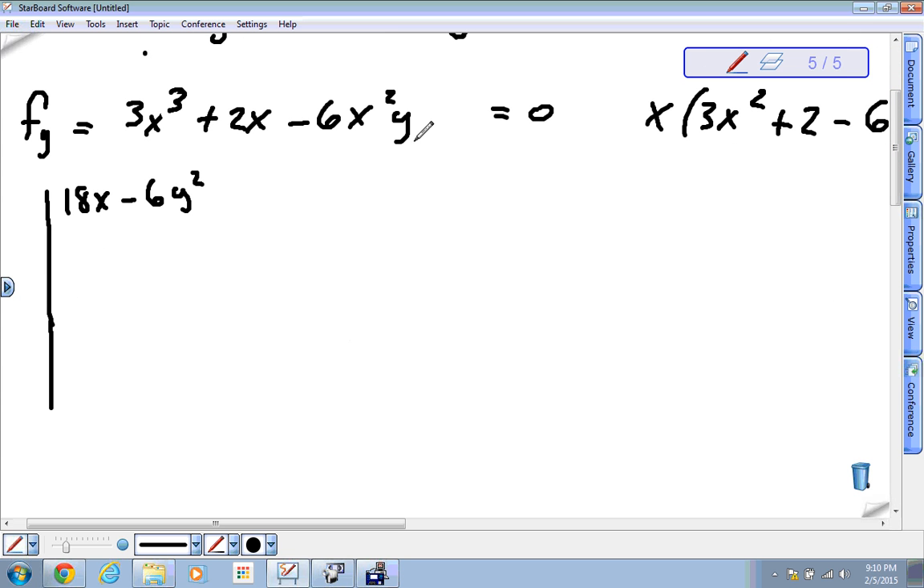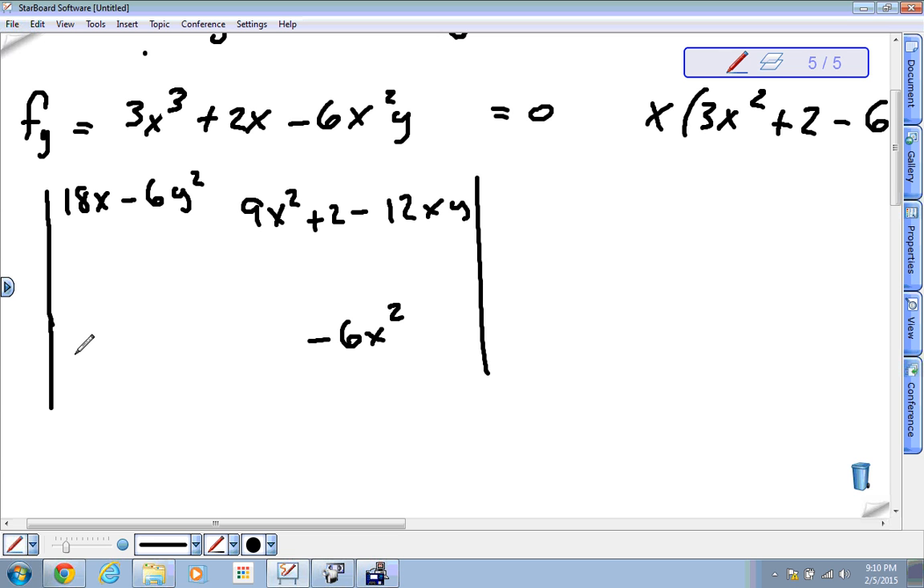Now, the second derivative of this with respect to y would be negative 6x squared. And then if I take the derivative of this with respect to x, I get 9x squared plus 2 minus 12xy. And of course the same thing happens down here: 3x cubed plus 12x minus 6x squared y. And now, what value are we plugging in? Well, we're plugging in our value of 0 and 0.